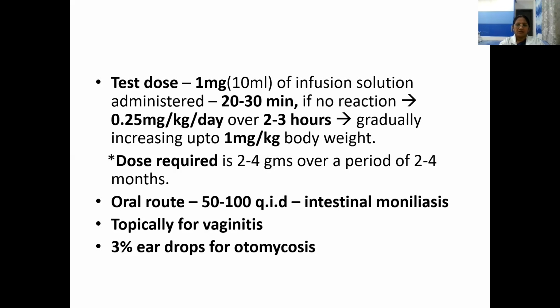For the oral route, it is given as 50 to 100 milligrams QID for intestinal moniliasis. Why? Because it is not absorbed through the gut. It is retained in the gut, and it is used for intestinal moniliasis. It is used topically for vaginitis. And also for otomycosis. For otomycosis, it is used as 3% eardrops.